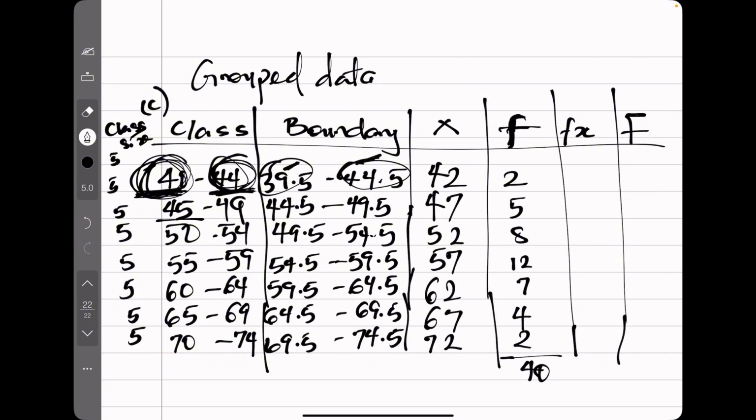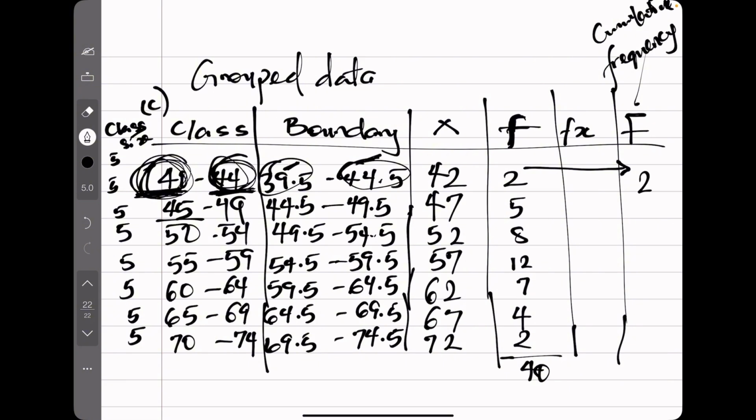Now we have f, we have x. We need to get fx and we need to get F. What is F? F is cumulative frequency. When you keep adding the frequency above with the current frequency, that's how you get your cumulative frequency. So for this 2 here, there is nothing above it. So the cumulative frequency for this line is going to be 2 plus 0, that is 2.